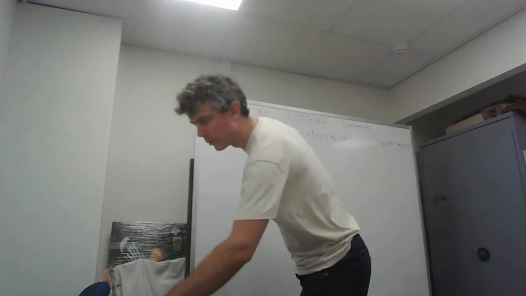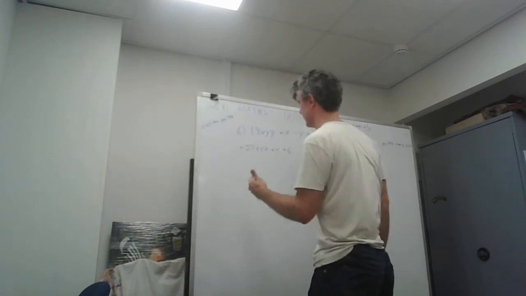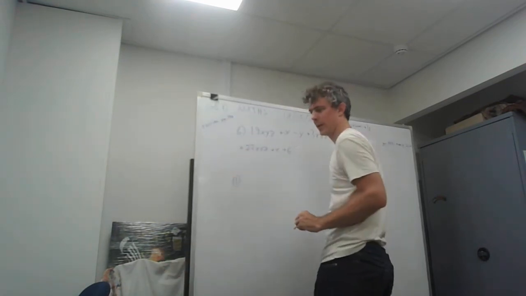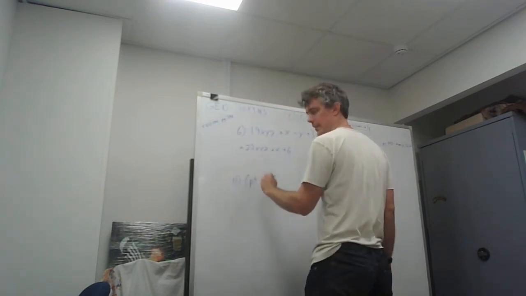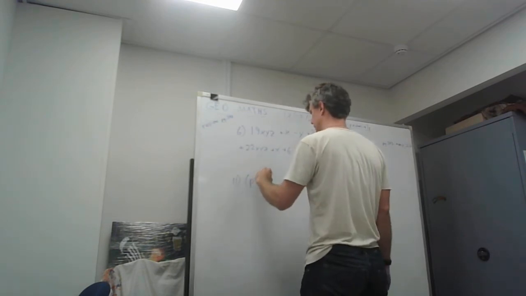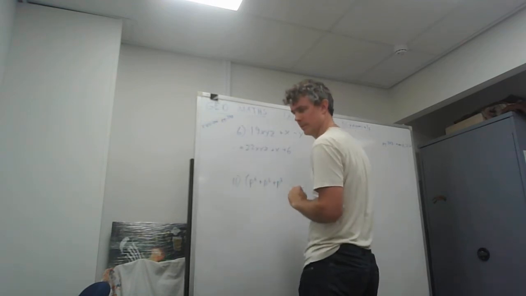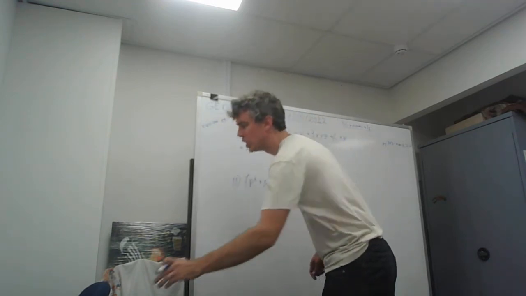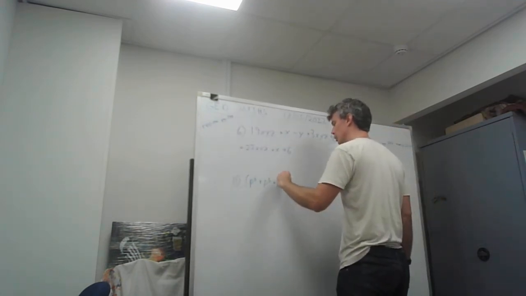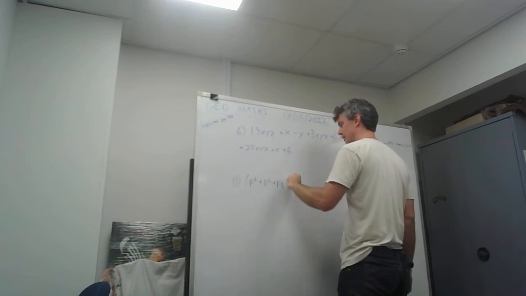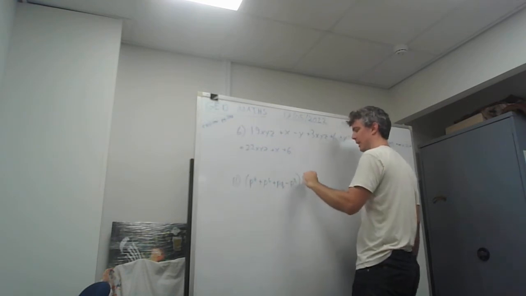Alright, we'll do one of the adds then, from the next section. Let's do number 11. So it's got high powers. It's about the same, but it's p to the power 6, plus p to the power 5, plus pq p cubed, minus pq p squared, bracket, and it's a plus.